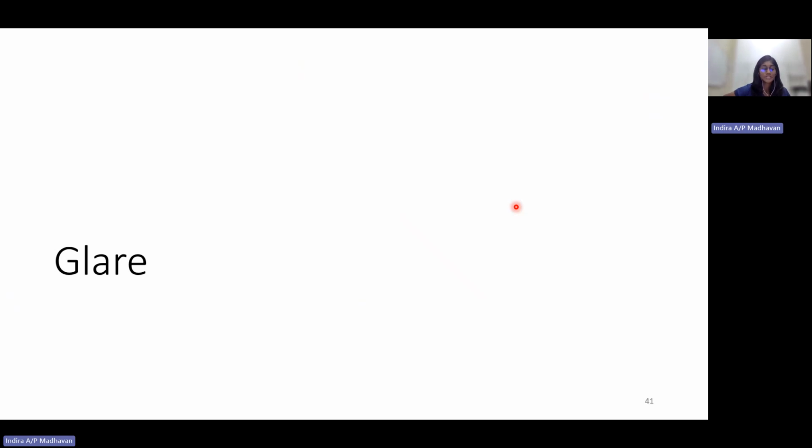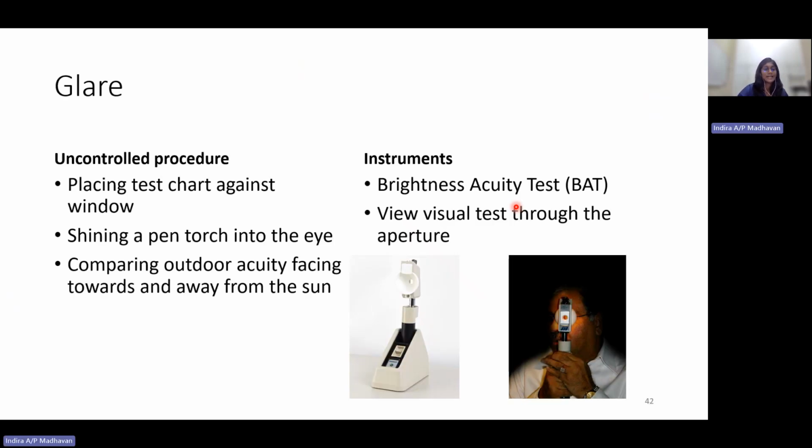Okay, extreme level means it's going to cause a lot of consequences for them if they are exposed to bright light. So how do we actually measure whether this patient is really affected by glare or not? There are two ways of doing the measurement. One is the uncontrolled procedure that we usually do in the clinic, or we can do it based on an instrument. It depends on whether the clinic or practice has this or not. The uncontrolled procedure is very easy.